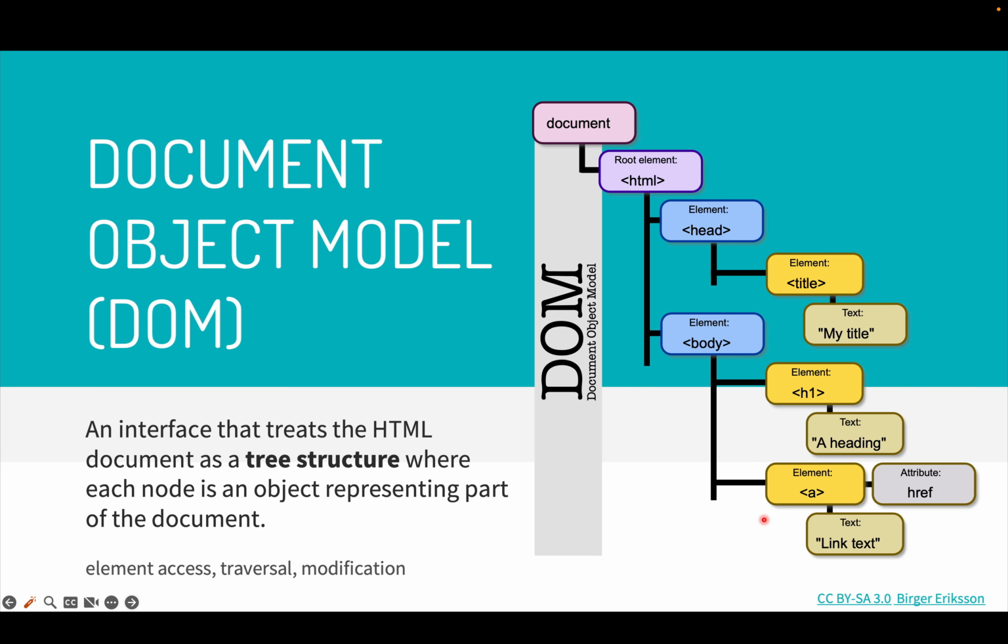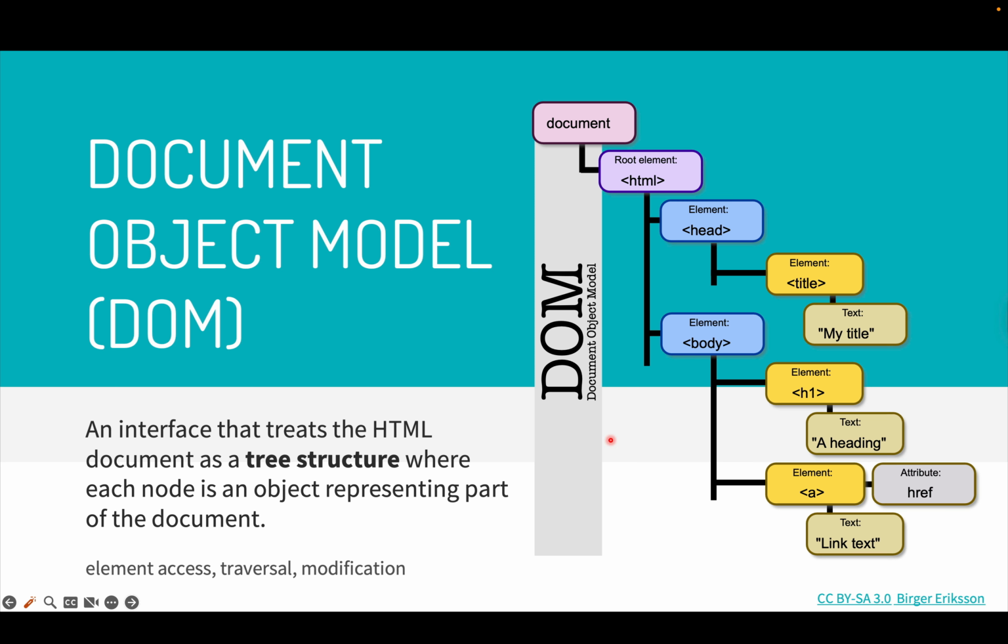So the document is a tree structure where each node represents an object in the document. And what we can do in JavaScript is access these elements. We can traverse the tree. So if we want to find, I don't know, the anchor tag that is a sibling to an H1 tag, that is the second H1 tag on the page, we can do that programmatically.